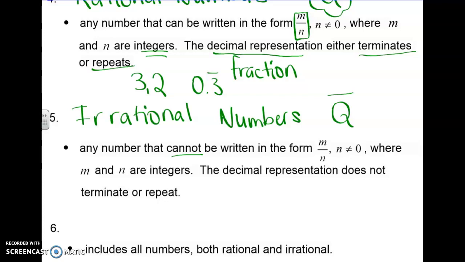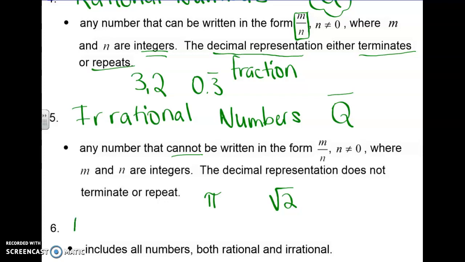Think of numbers that do not terminate and do not repeat. Pi is probably the most famous one. We talked about that one since grade 8. Then we would look at numbers like, what does root 2 look like as a decimal? It does not terminate and it doesn't repeat.